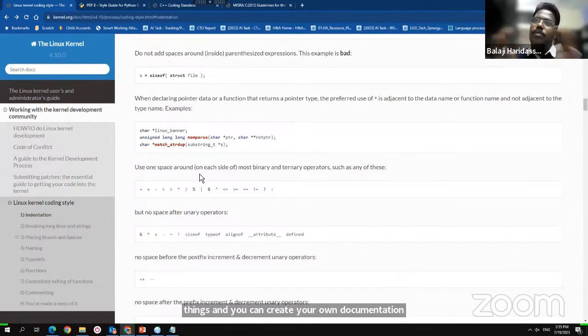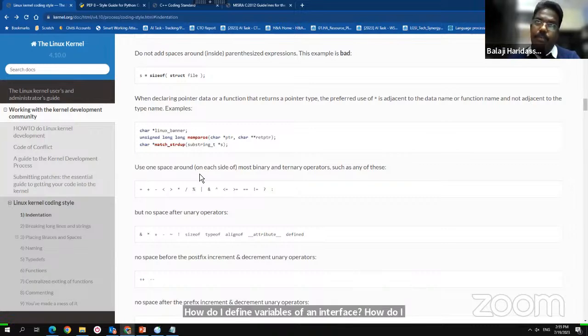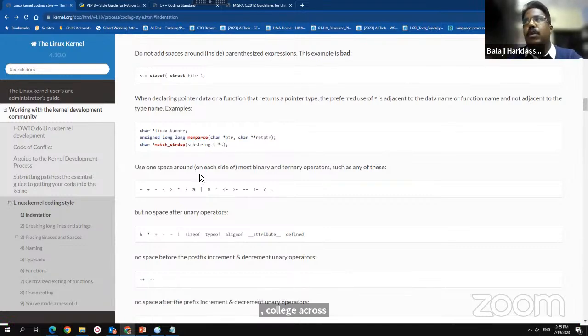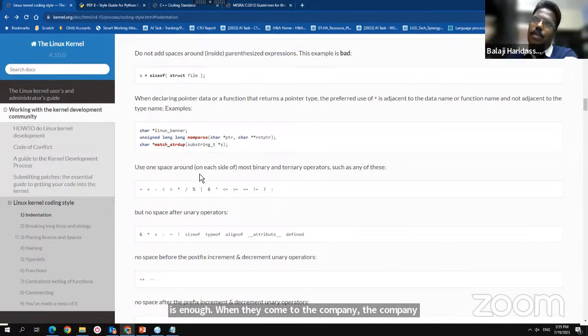Okay, so when it comes to C++, you can also say, how do I define a class? How do I define variables of an interface? How do I define variables of a member function, member variable? Okay, so all these things you can define very clearly. And this, everyone in your college across departments should follow it. That is most important. If they have this mindset, that is enough. When they come to the company they will have their own coding standard. Let them follow it.